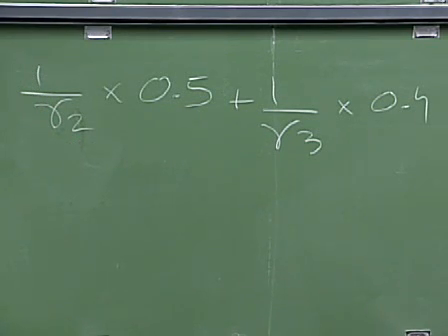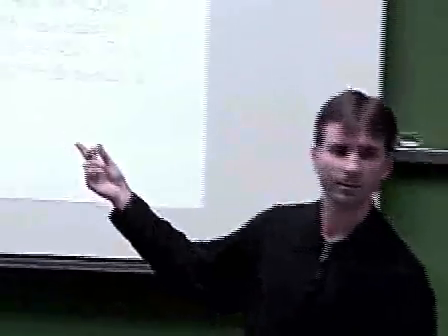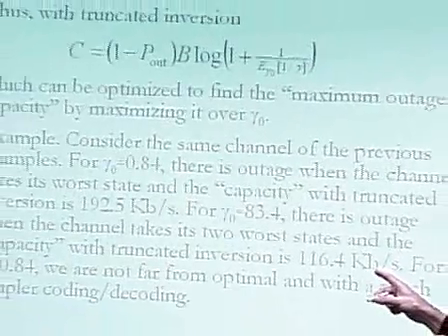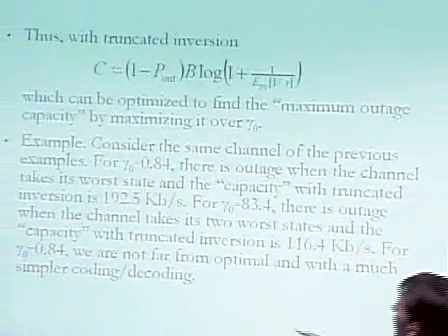Now you do 1 over this, right? And you do 1 plus 1 over this, compute the log, times the bandwidth, times 0.9, because the average is 10%. And that should give you 192.5, right?